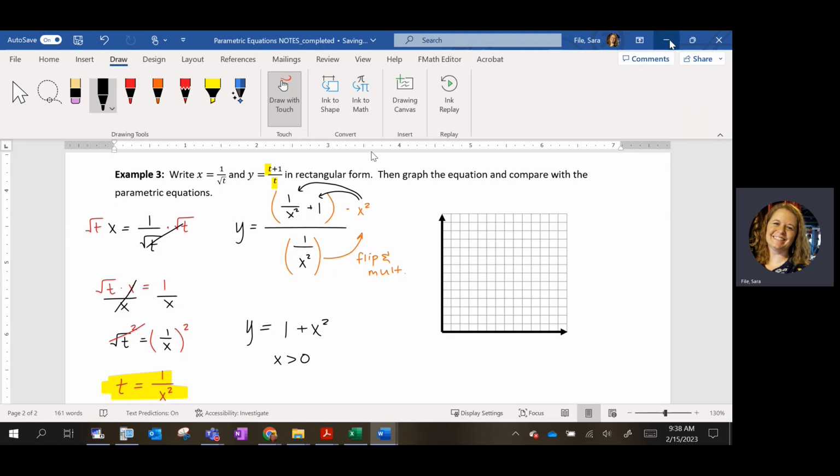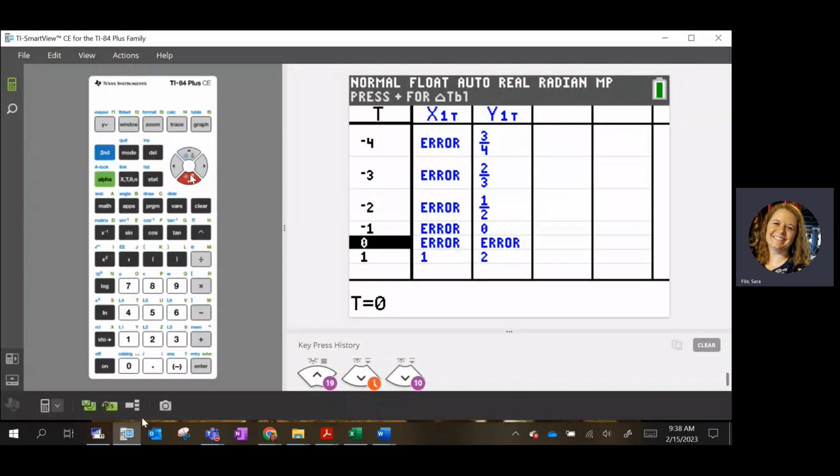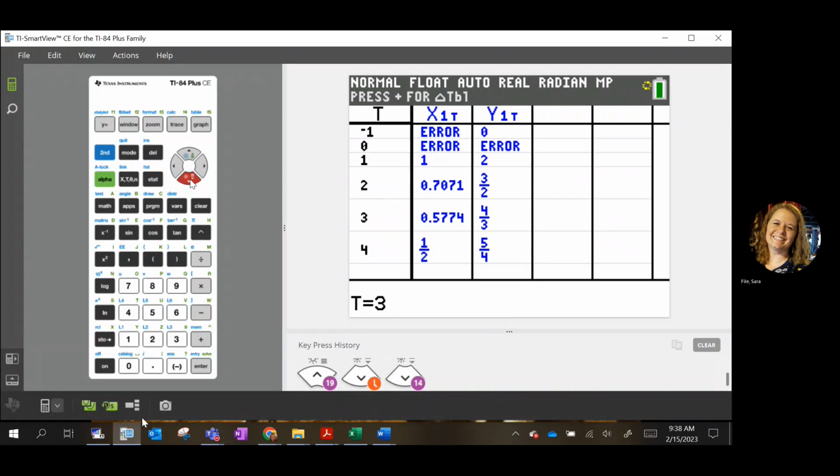Okay, so looking at the parametric table in the calculator helps us realize, oh, there's some restrictions there. So our t value has to be greater than 0. Okay, so notice though, as the t increases, what's happening to the x? It's decreasing, right? What's happening to the y? As t increases, what's happening to y?